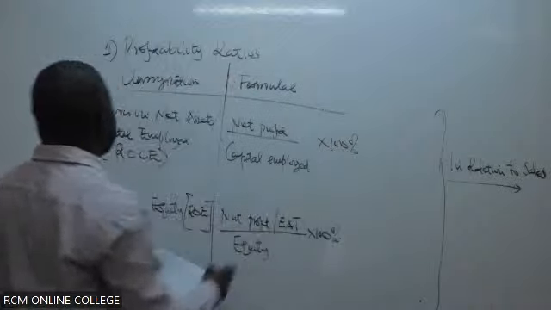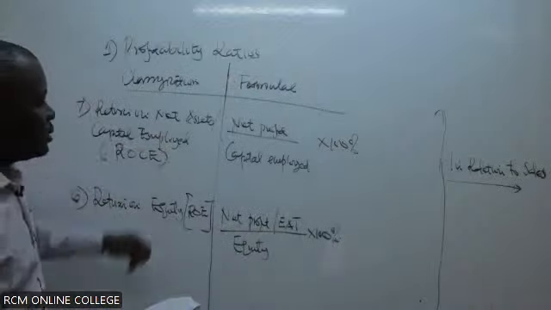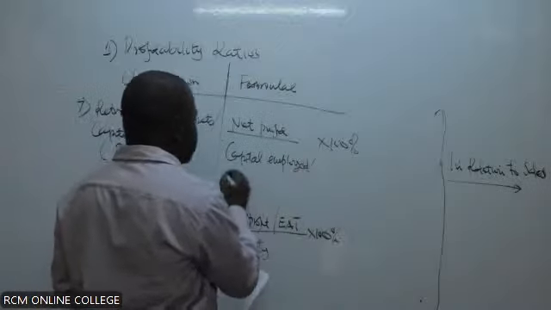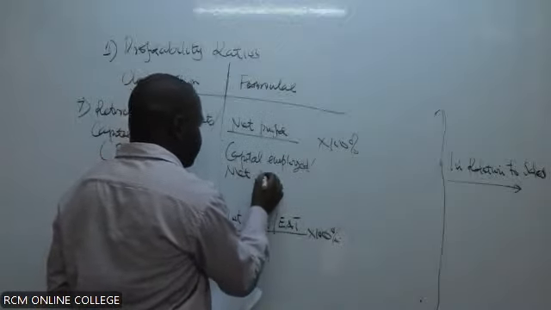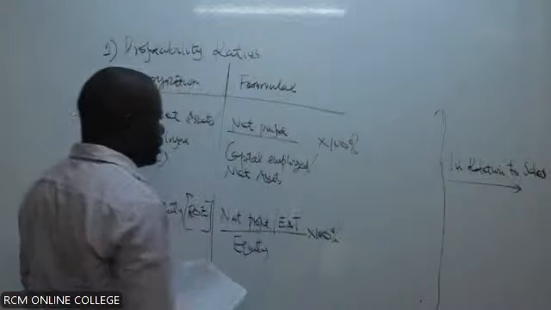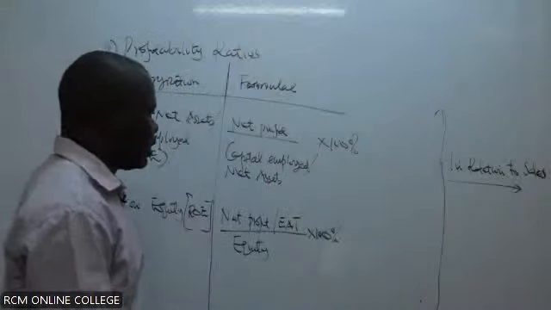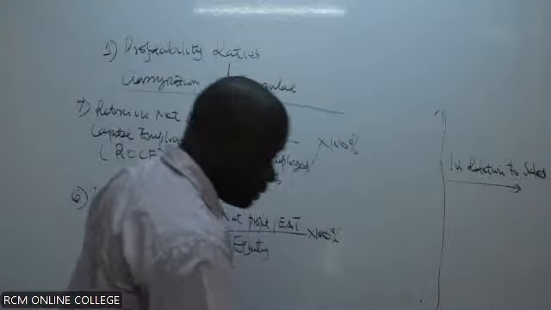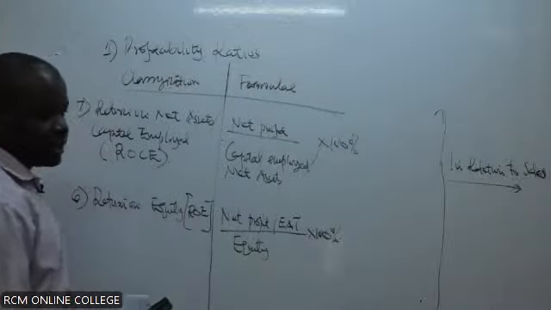This capital employed is what you are having to call net assets. So you can say capital employed, or you divide by the net assets. So take note that in this case, you can write an NB down there.